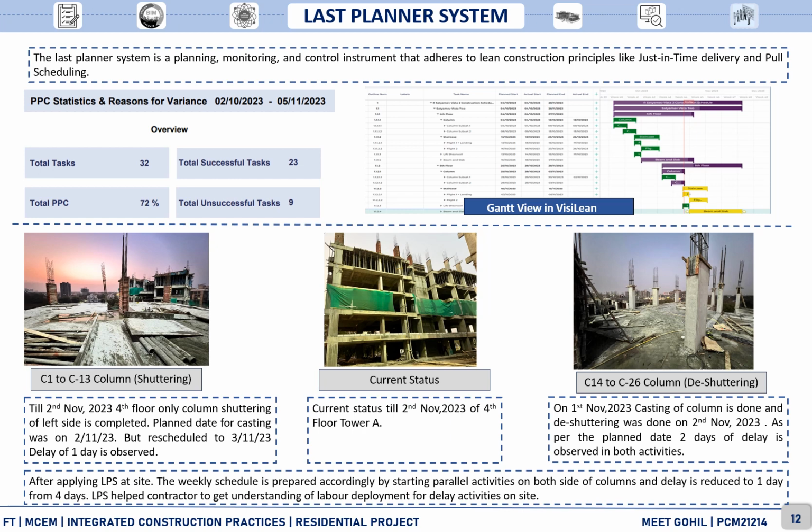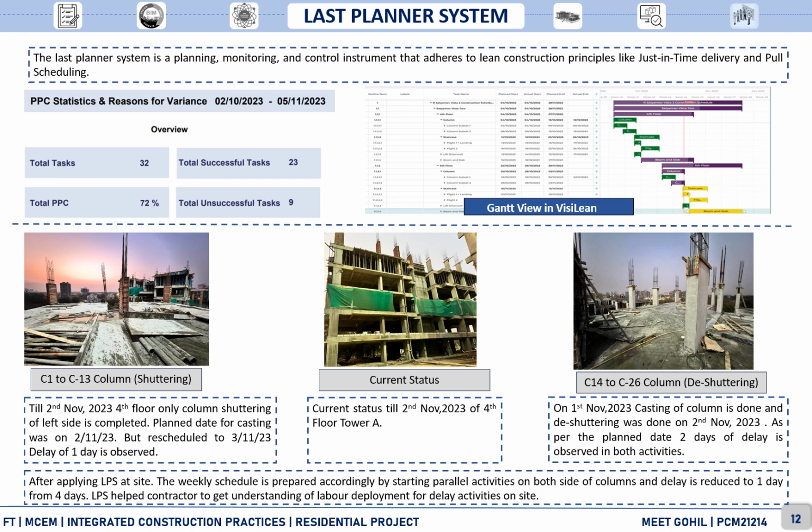As we can see in the current status, on 2nd November at the 4th floor of Tower A, our columns are casted in two segments. On the right hand side the column shuttering is done, and on the left hand side the column is casted. Till 2nd November 2023, on the 4th floor only column shuttering on the left hand side was completed, and the planned date of casting of all the columns was scheduled on 2nd November, which had to be rescheduled to 3rd November as a 1 day delay is concluded.